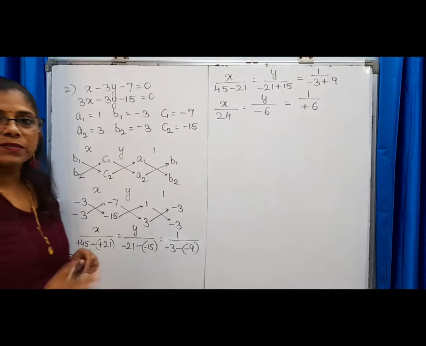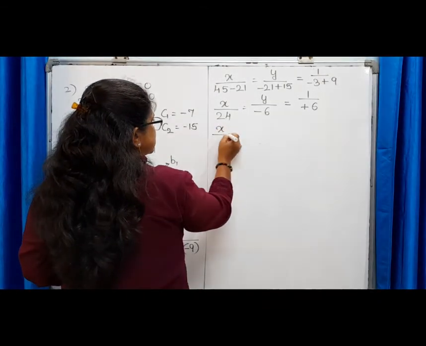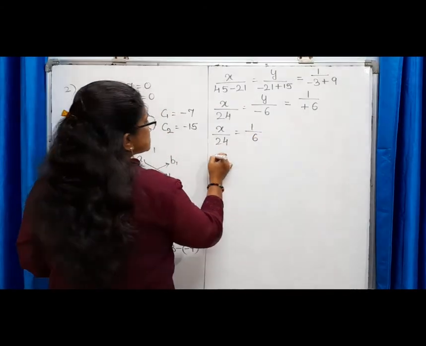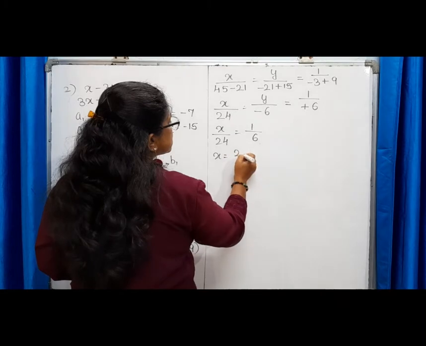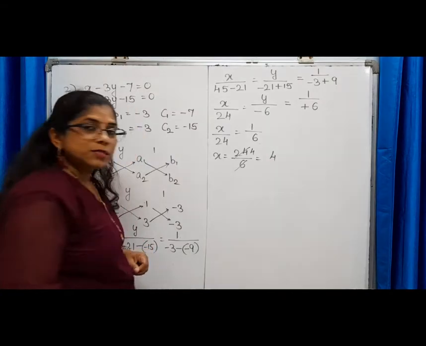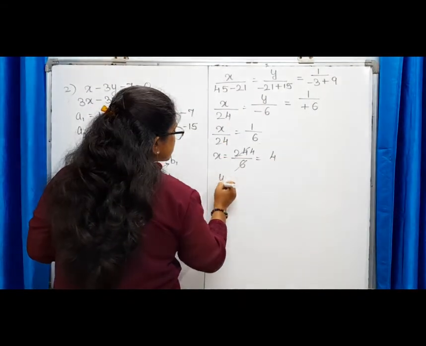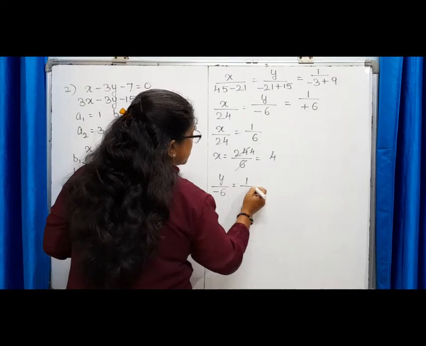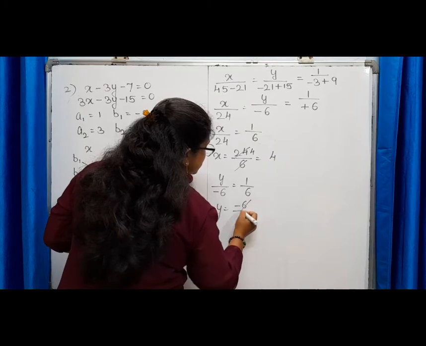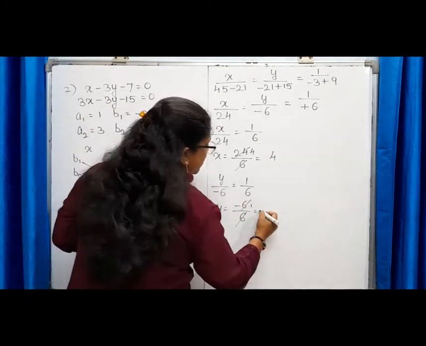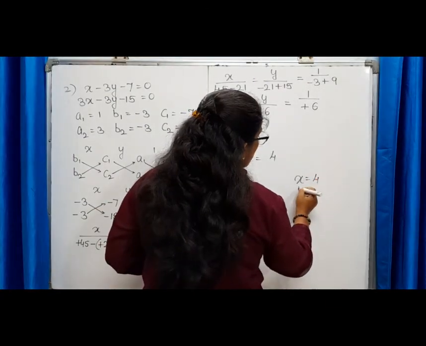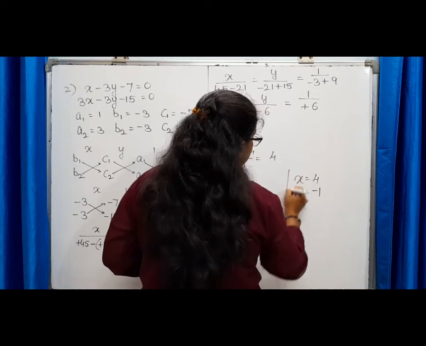Now we have these fractions. Let's equate this. X upon 24 is equal to 1 upon 6. So x is equal to 24 upon 6. 6 fours are 24. X is 4. Let's take this now. Y upon minus 6 is equal to 1 upon 6. So y is equal to minus 6 upon 6. 6 ones are 6, but we have one minus sign. Minus 1. So in this case, x is equal to 4 and y is equal to minus 1.